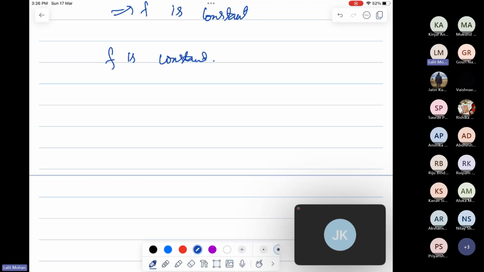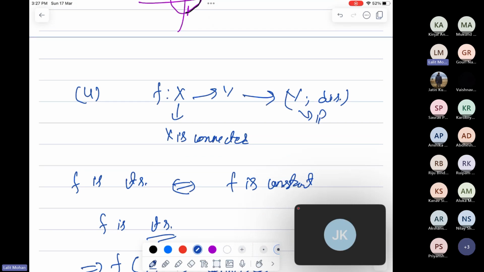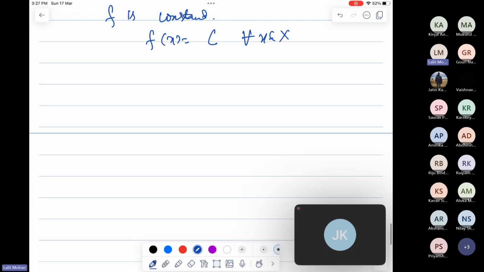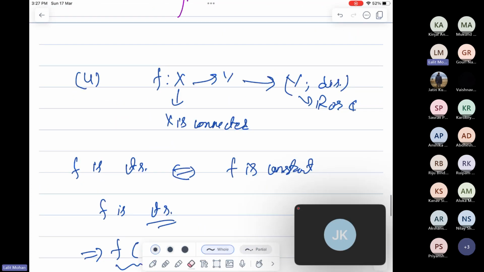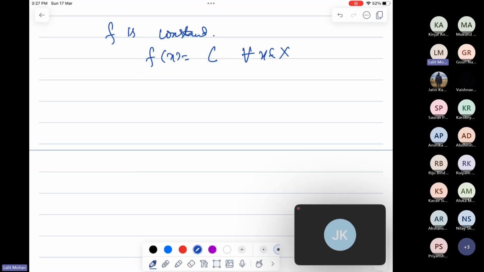So now you have to show that f is constant, say f of x equal to some c for all x belongs to X. This means your Y must be in R or C, because we are discussing the constantness. I think we can skip this. This element is fine. So you have to show that f is continuous.